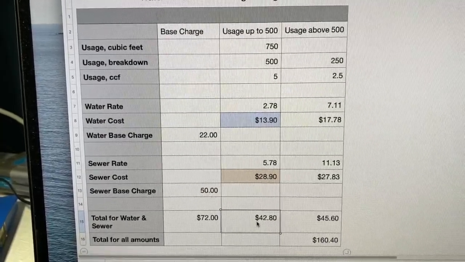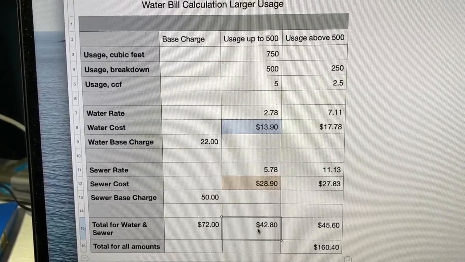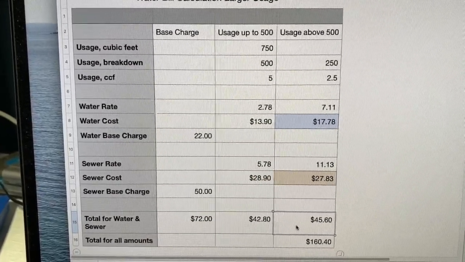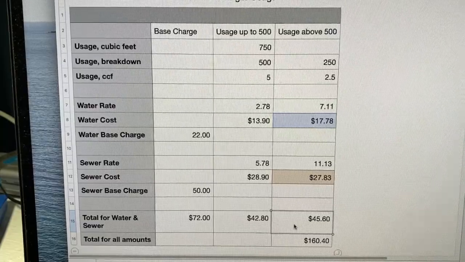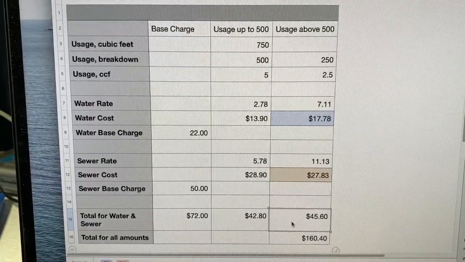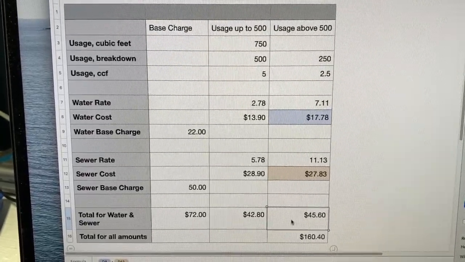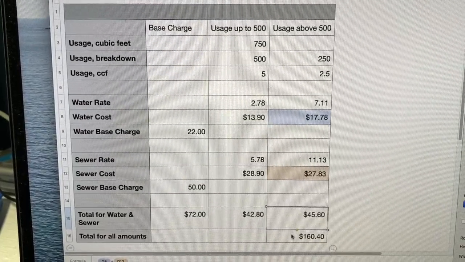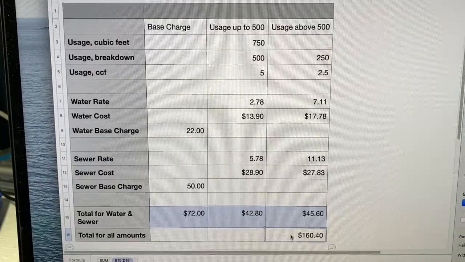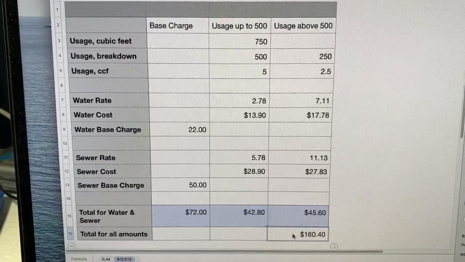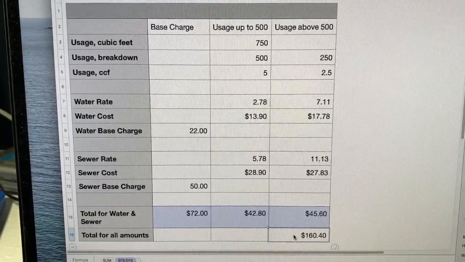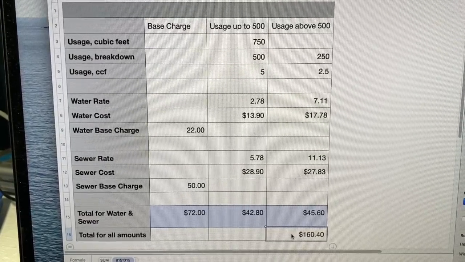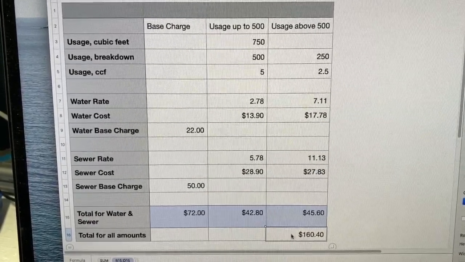The amount for the first 500 is $42.80, and the amount for the extra 250 is $45.60. I'm actually paying more money for half that much water than I paid for the first 500. So you add all three together, and I would get $160.40. I don't actually have a bill to show you, but that's basically how you would calculate it if you had a bill which was anything over 500 cubic feet.